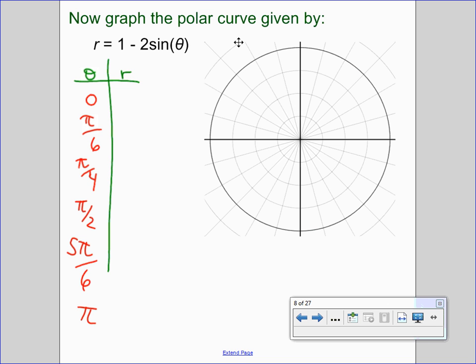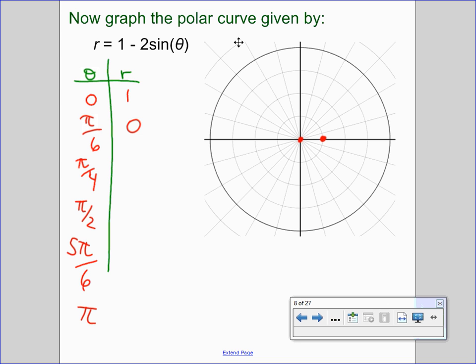So in the 0 direction, we're going to go a distance of sine of 0 is 0, times 2 is 0, and 1 minus 0 is 1. So in the 0 direction, I'm going to go 1. Very good? Yes. Pi over 6: in the pi over 6 direction, I'm going to go a distance of r equals 1 minus 2 sine of pi over 6, which is 1/2 times 2 is 1, and 1 minus 1 is 0. Are you guys getting 0? So in the pi over 6 direction, I'm going to go 0.